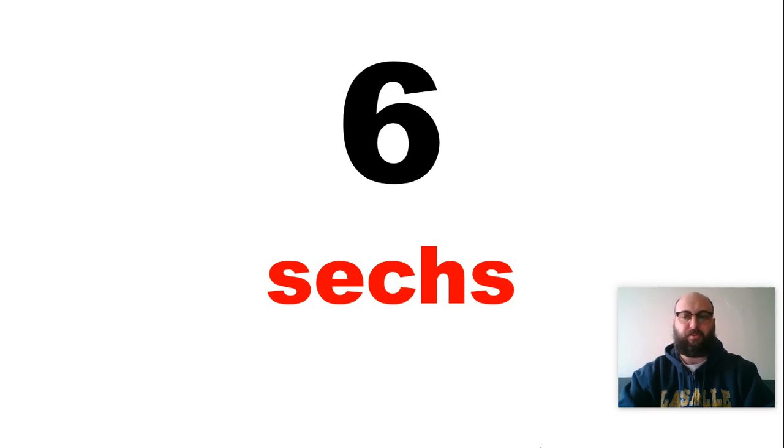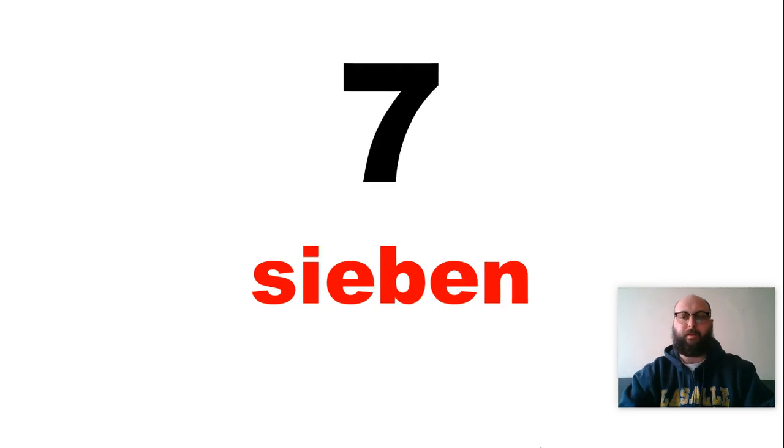Sechs is next, and you notice the S at the beginning of a syllable, followed by a vowel, makes a Z sound. So it's sechs. Sieben is next, sieben. And once again, Z is at the beginning of the syllable and is followed by a vowel sound, so it's sieben instead of sieben.